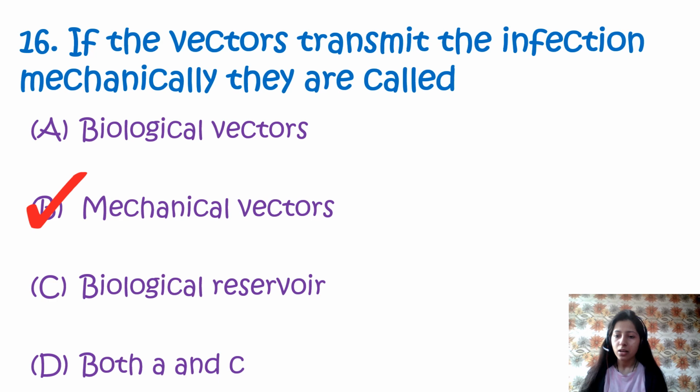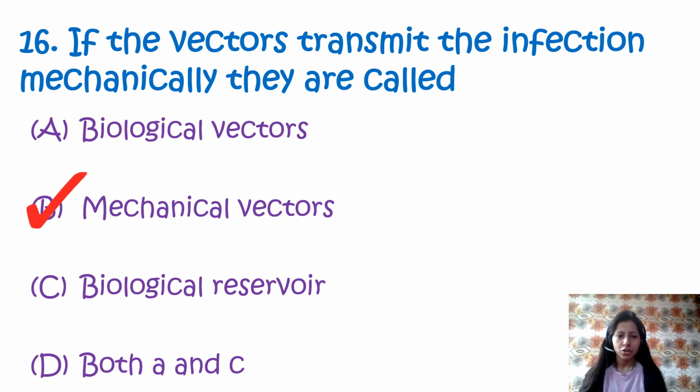Example, flies. वो जब कोई contaminated चीज के ऊपर बैठती है and then it goes and flies, और वो एक food item के ऊपर बैठ जाती है, और उस food item को human consume कर लेता है. That means it's a mechanical vector. Whereas biological क्या होता है? Biological transmission occurs when the pathogen multiplies within the vector's body and is transmitted to the host through the vector's saliva or feces. So here my correct option will be mechanical vectors.